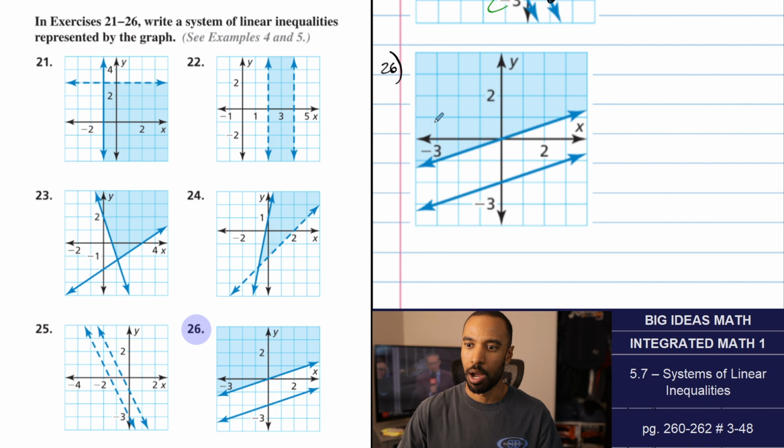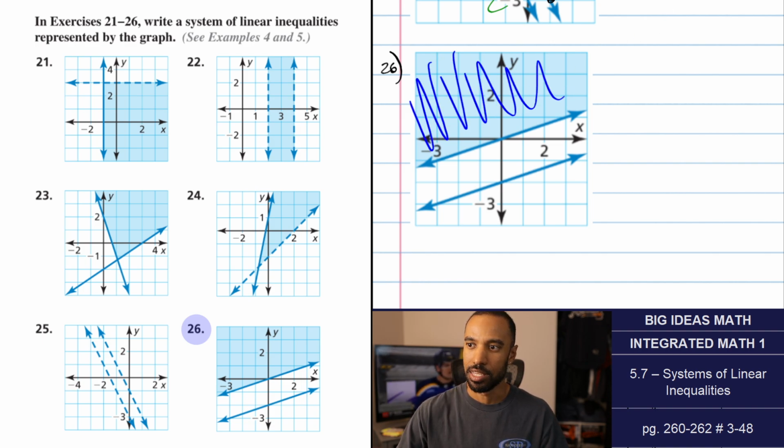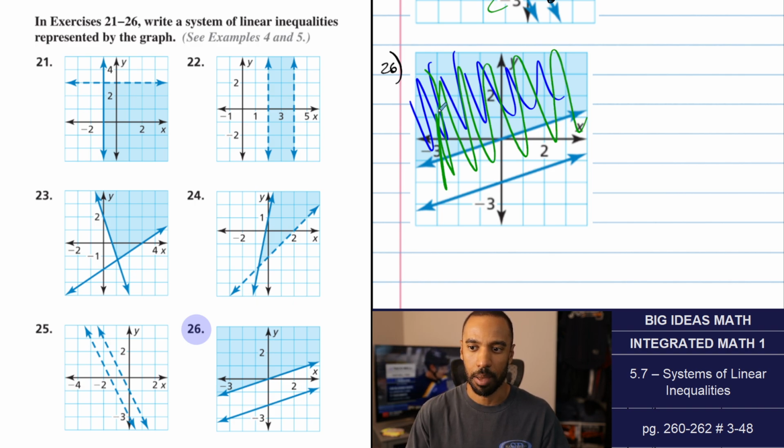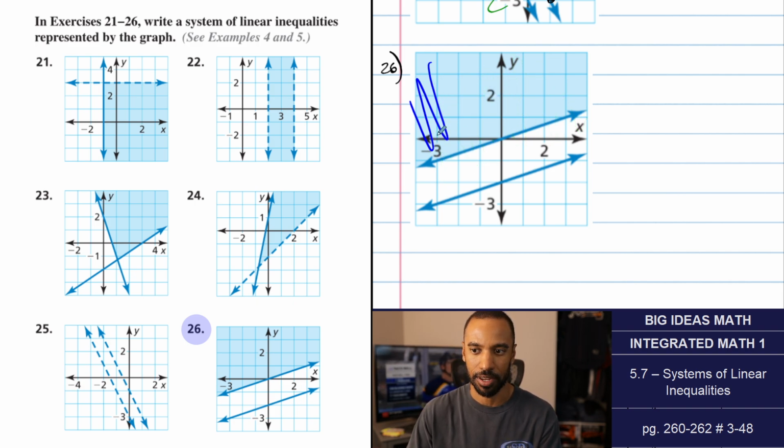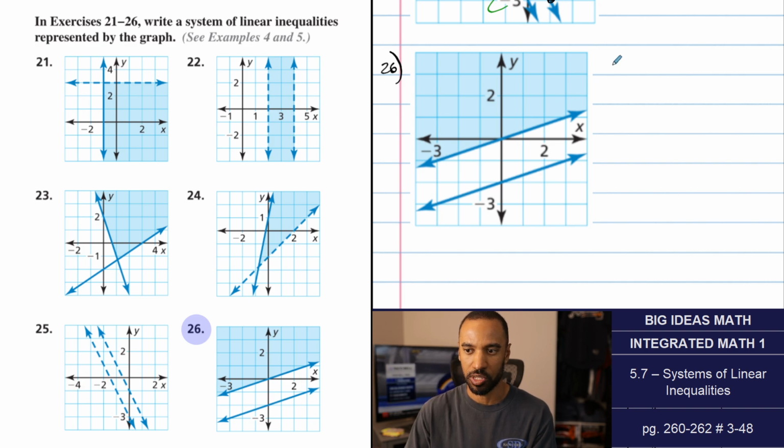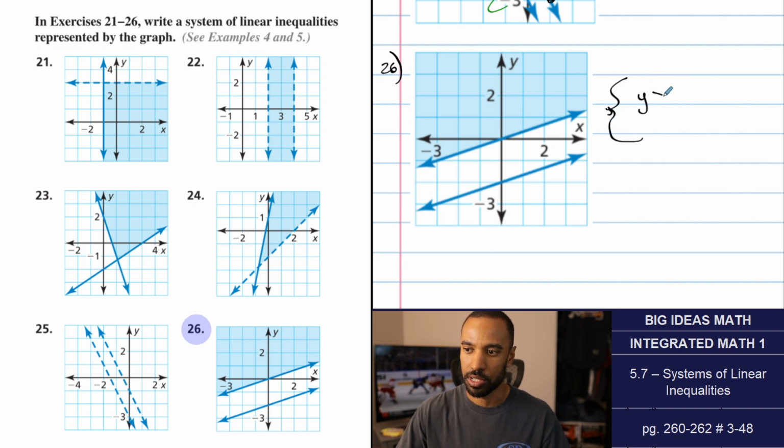So if we are above this line, yet also above this line, what's considered to be the overlapping shaded region is just what you see, what they have right there. And that includes this boundary line. Those will be solutions, but they are parallel. So let's start with that top one. It is a greater than or equal to, because it's also solid.